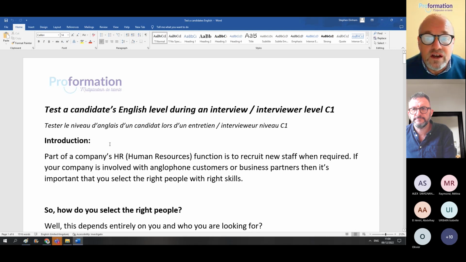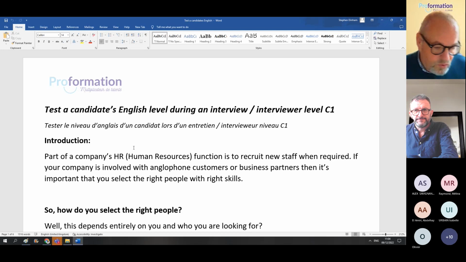So test a candidate's English level during an interview. Now, here, the interviewer level is C1. So you must have the capability to be able to verify the level of English speaker during the interview. So you must have at least level C1 to do the interview.